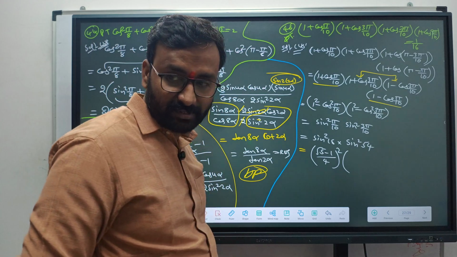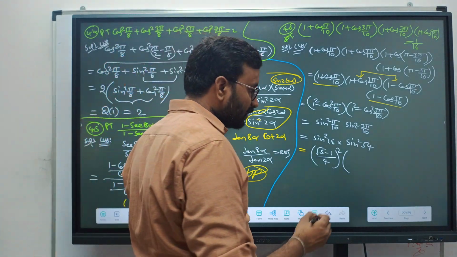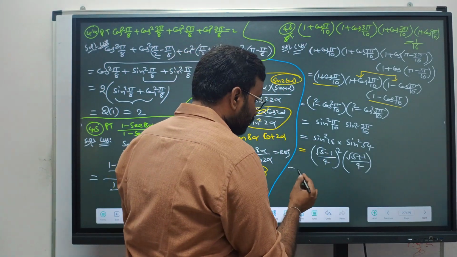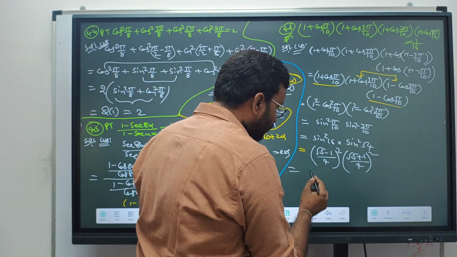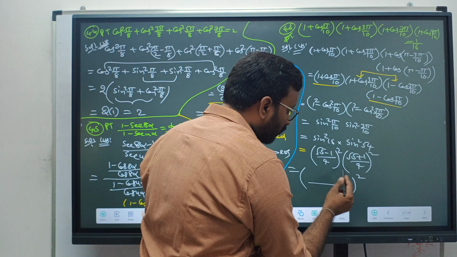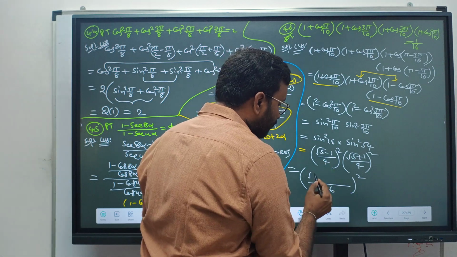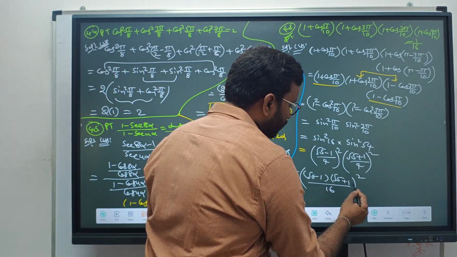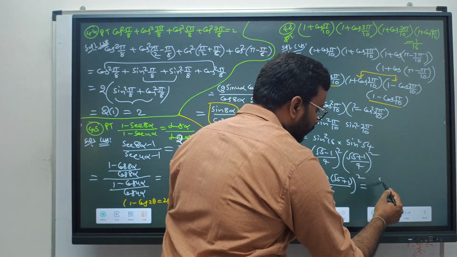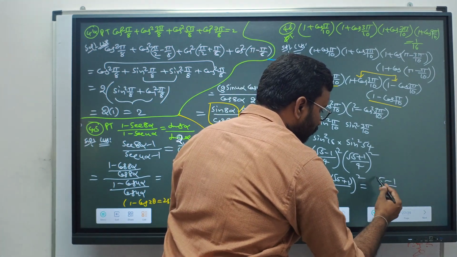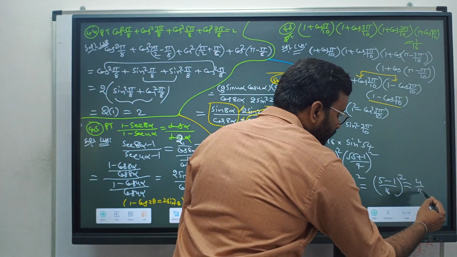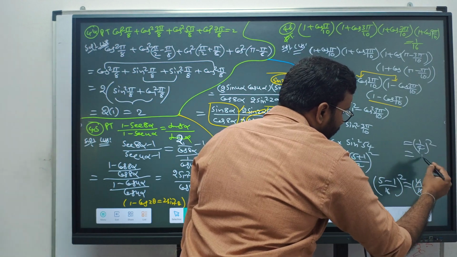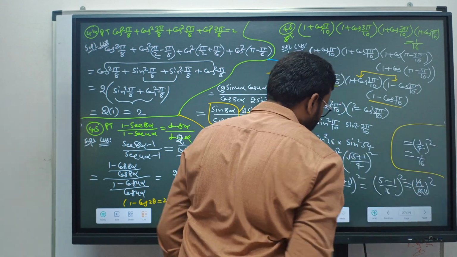I said to learn all the formulas and all the values. It is (√5 + 1)/4, whole square. Now 4 into 4 is 16, and (√5 − 1)(√5 + 1) is a + b into a − b, a square minus b square: √5 whole square is 5, minus 1 square is 1, so 4 by 16, whole square. Which is equal to (1/4) whole square, which is 1/16. Understand?